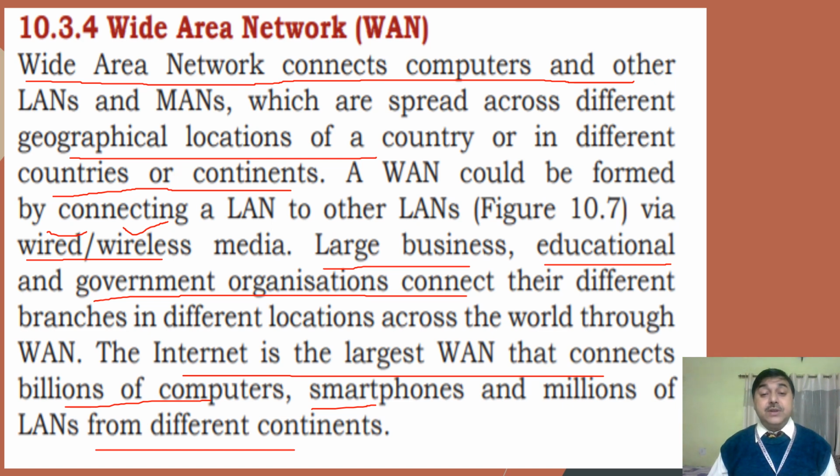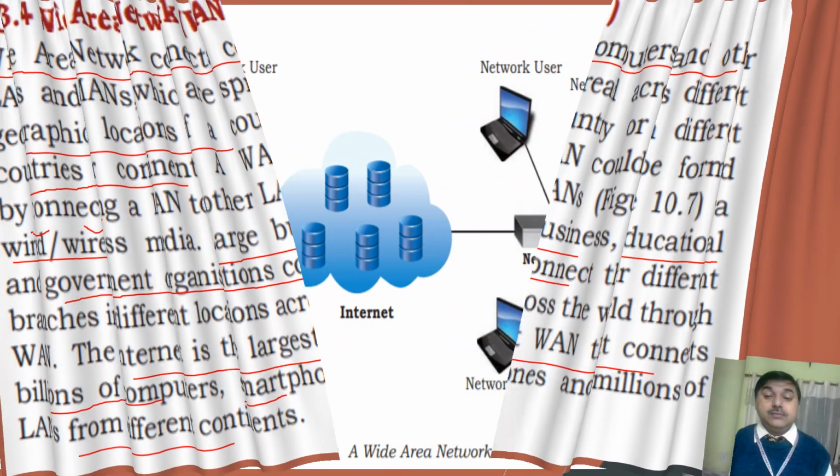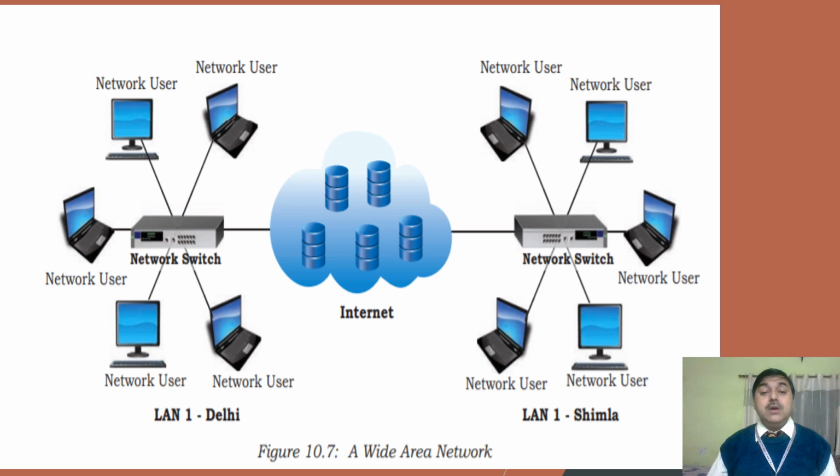Okay, see the structure of it. This is the structure of a WAN. See here the main unit, the internet main unit. From here it is connected here, from here it is connected there. This is, suppose, Delhi, this is, suppose, Shimla, or any other country, any other continent. So this is how we can connect a huge area network, which we call a WAN, that means a wide area networking system.